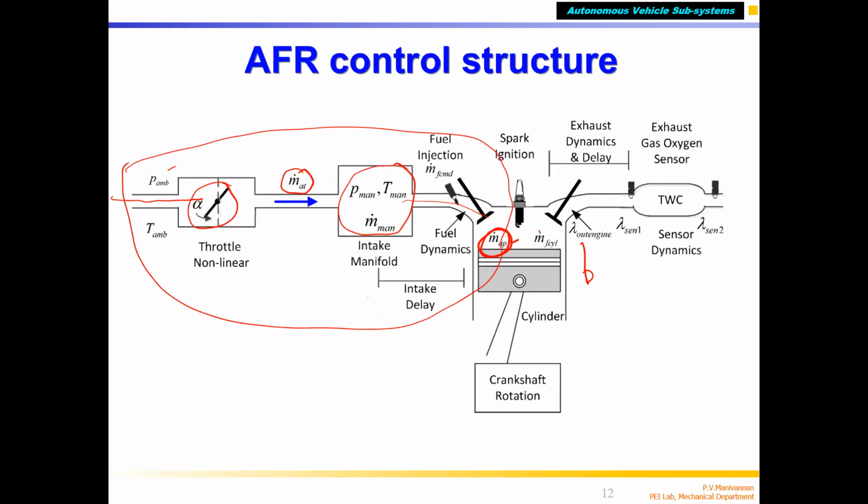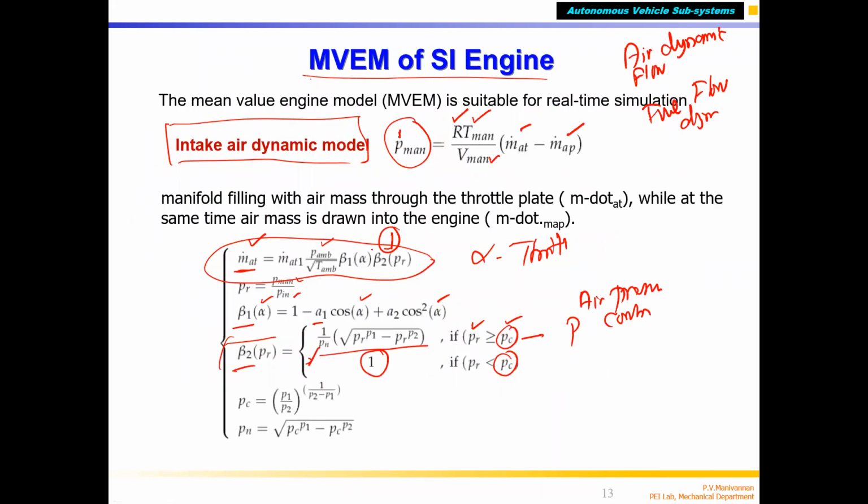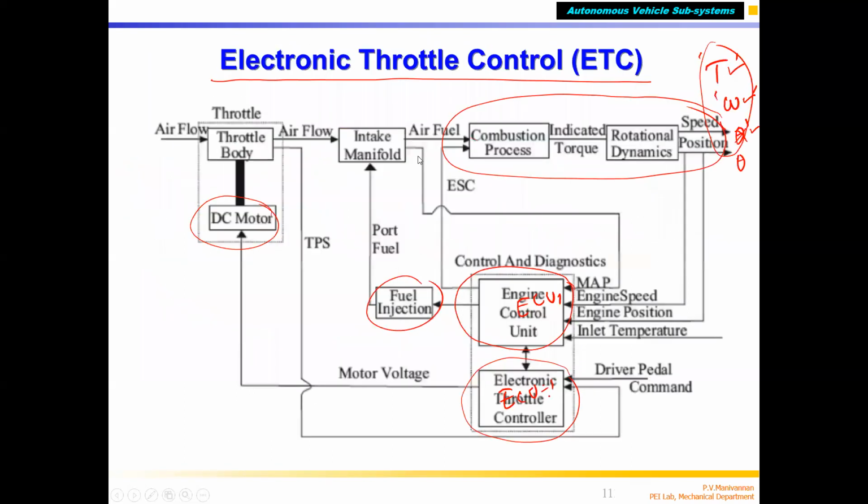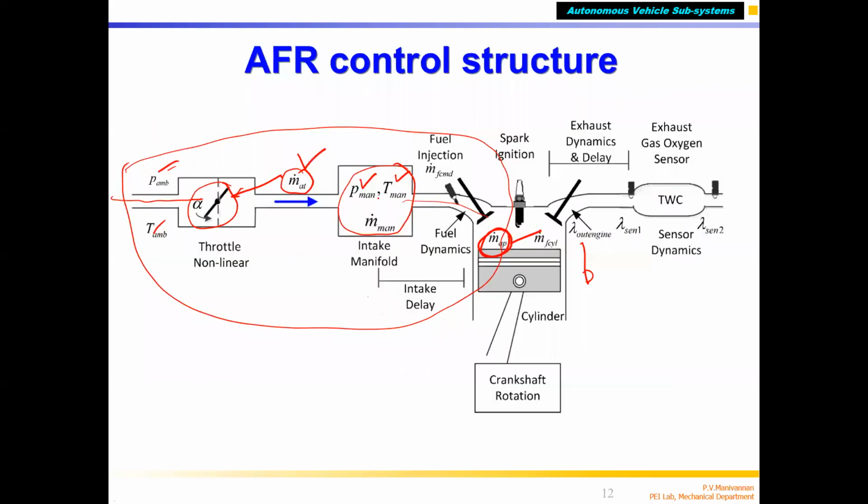Finally, the amount of air sucked inside the cylinder is not the same as the mass of air passing through the throttle plate, because air has mass and velocity. The velocity and mass depend upon pressure and temperature at various points. That is what is shown here. These equations show how you can calculate them.